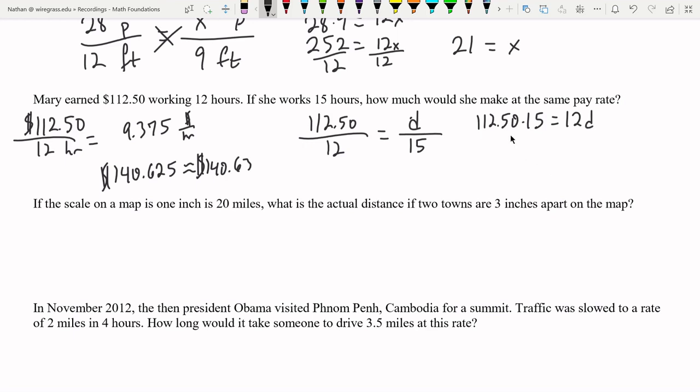So I get 1,687.5 equals 12D. Just divide by 12. And I get 140.63 when rounded to the nearest cent. So either way, it works out.